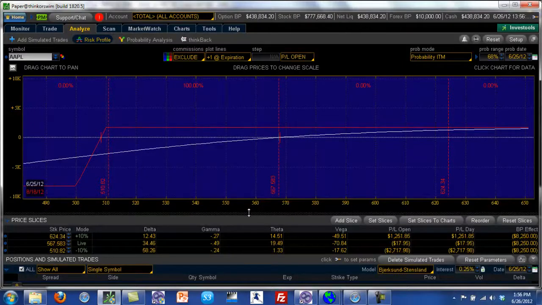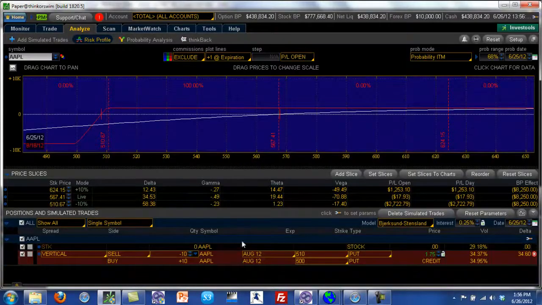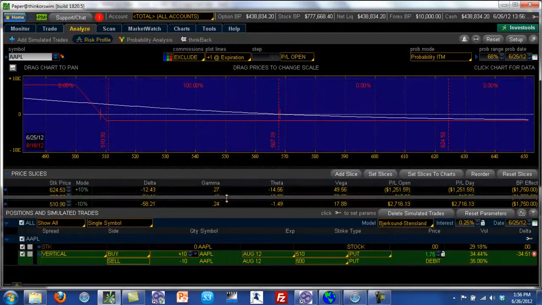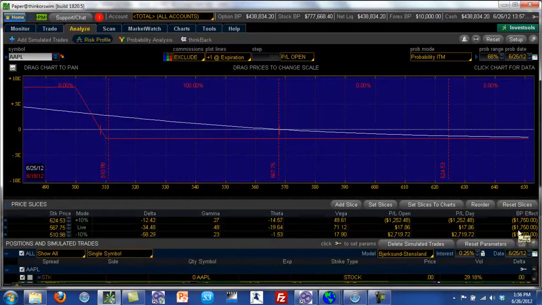Now, we could reverse this situation and be a buyer of the spread. If we are a buyer of the spread, then what we have is a bear put spread. So now you can see that your margin requirement is only 1,750, and that's exactly what your maximum loss is. If Apple expires anywhere above 510, then you're going to see your maximum loss. So in a bear put spread, you want Apple to move down and past your strike price. And your maximum profit is going to be right here. It's going to be about 8,220.